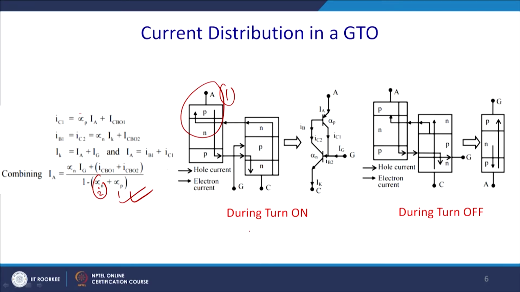And what about turn off? Once turn off takes place, you have to inject negative gate current, and thus this transistor is required to be in a cut off mode. For this reason we remove the trapped charges, and we have to take the base into the cut off mode by applying the negative gate current. The leakage current will then flow only through the PNP transistor, and this portion will be blocked. This is the turn off operation of the GTO.